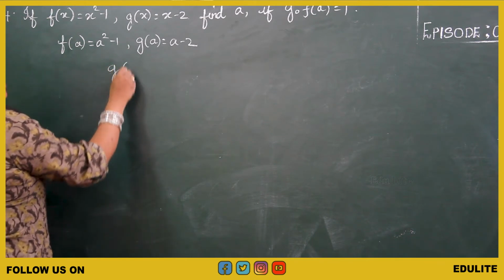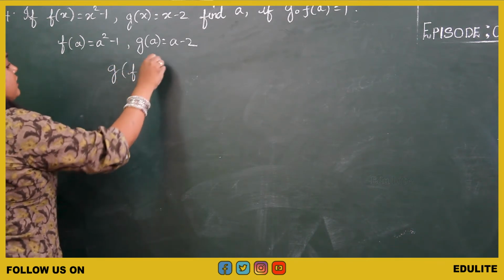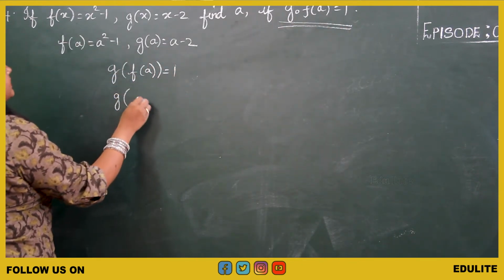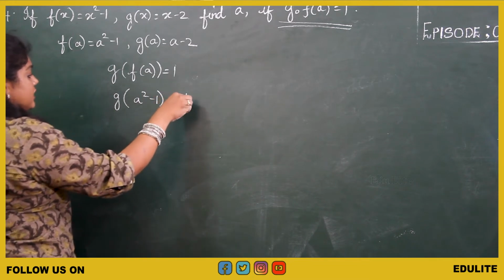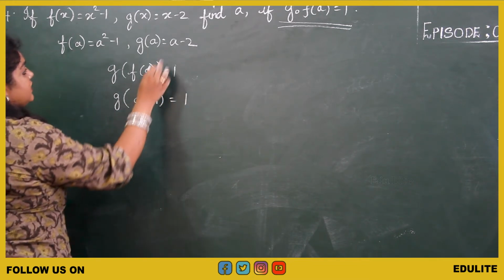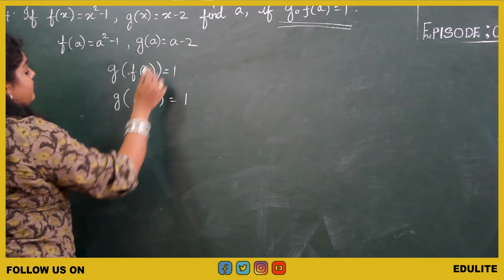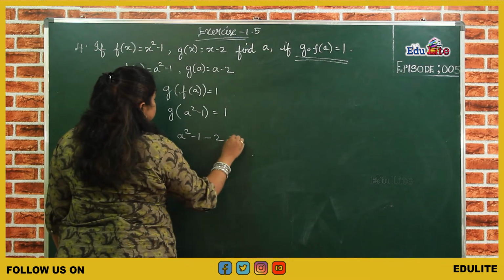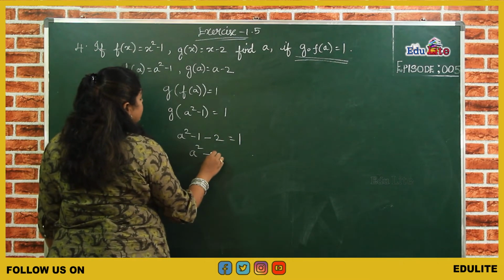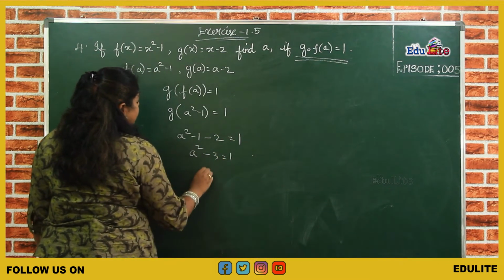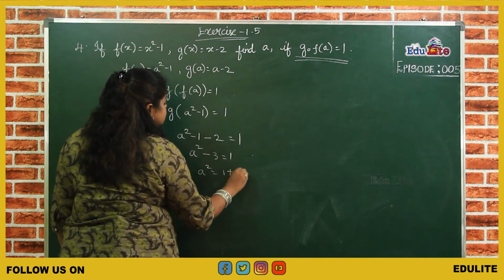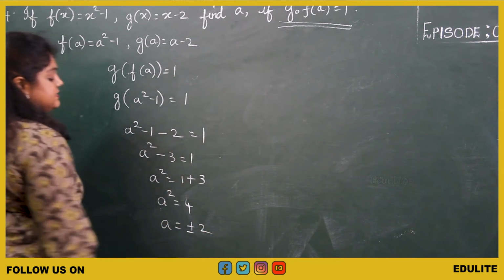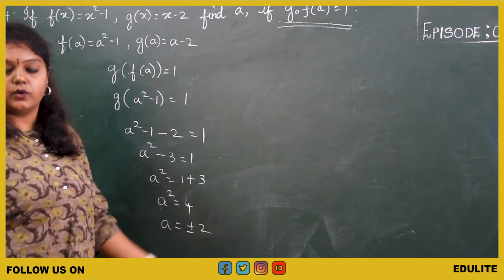So g of f of a equals 1. This is given to us. g of f of a, the value of f of a is a squared minus 1, and in the g function, instead of a we have to use a square minus 1. So a square minus 1 minus 2 equals 1, a square minus 3 equals 1, a squared equals 1 plus 3, a squared equals 4, a equals plus or minus 2. If we take the square to the other side, it will become a square root.